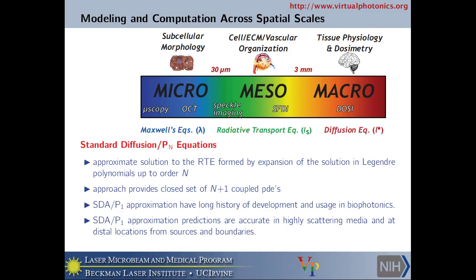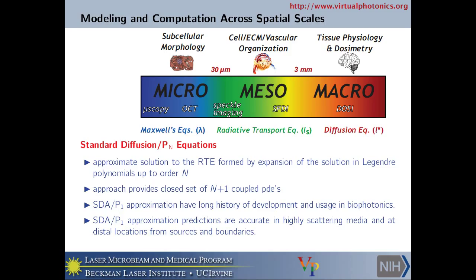And therefore, what we often do is that we usually take this series up to order 1, meaning we truncate after the first expansion, the first order expansion. And this leads to the P1, or standard diffusion approximation. And this has had a long history of development in biophotonics, going back to the mid-80s. And it often still provides a workhorse for extracting optical properties in many applications.